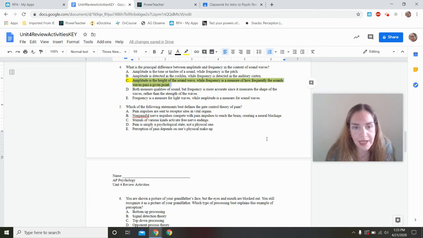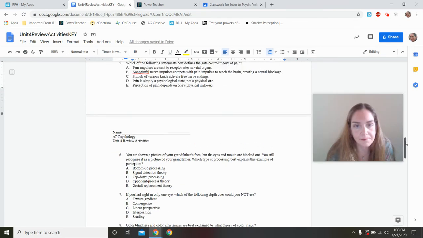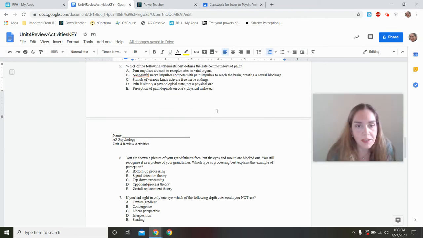Which of the following statements best defines the gate control theory of pain? Pain impulses are sent to receptor sites in vital organs. Non-painful nerve impulses compete with pain impulses to reach the brain, creating a neural blockage. Stimuli of various kinds activate free nerve endings. Pain is simply a psychological state, not a physical one, or perception of pain depends on one's physical makeup. It was this. Non-painful nerve impulses are going to compete with painful ones.